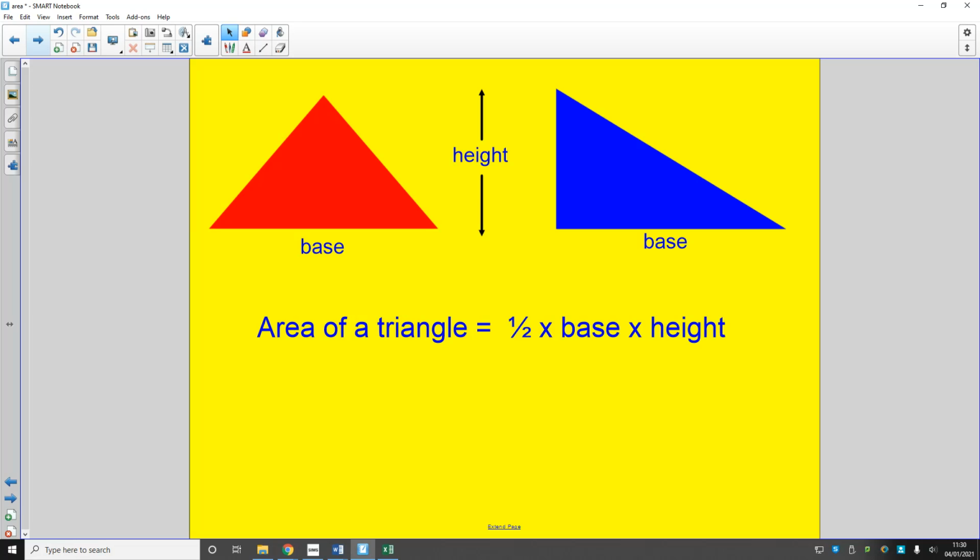All triangles have a base. All triangles have a vertical height, and that's the most important part of this. It's the height from the base to the top of the triangle, the vertical height. So we never include a diagonal height. So the area of a triangle is always equal to half of the base times the height, or I prefer base times height and divide the answer by 2.